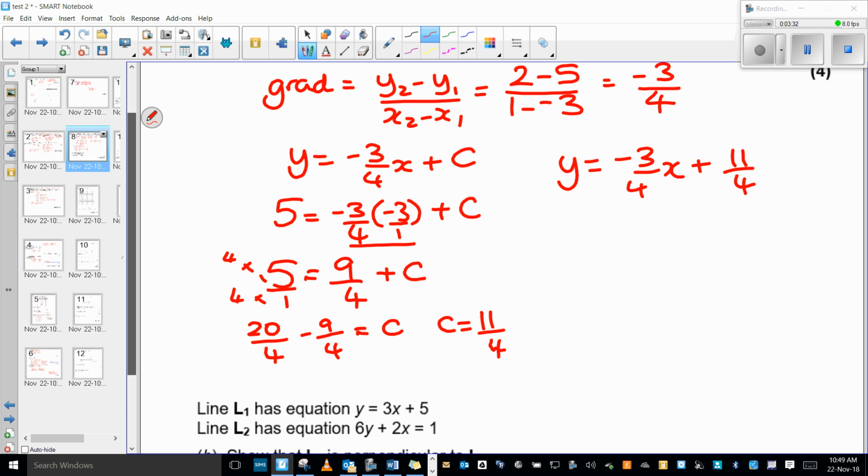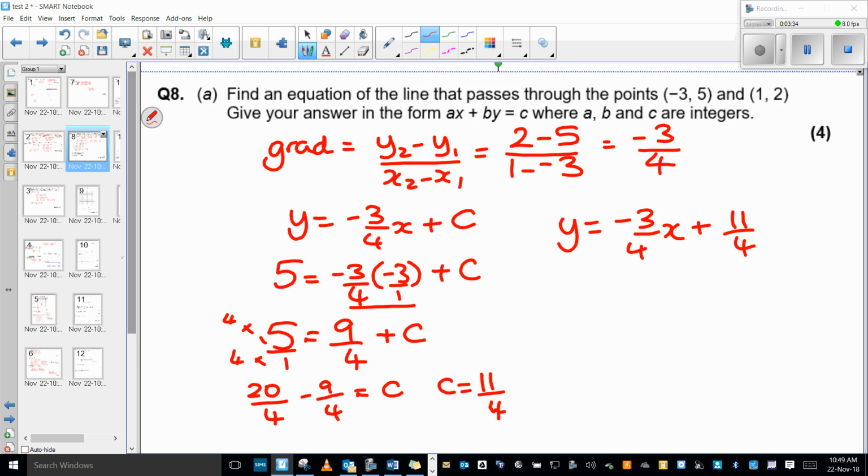Now, normally we would be able to stop there and say, well done us, we've finished. But for this one, they've said we have to give it in the form ax plus by equals c, where a, b, and c are integers. What's an integer? A whole number. Are these whole numbers?